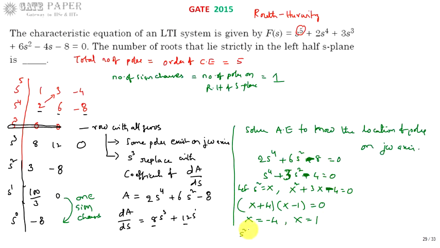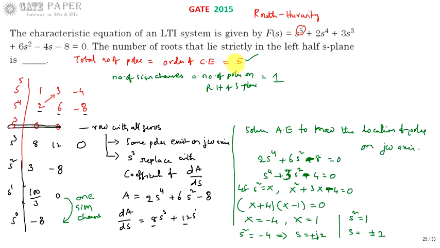Since s square is nothing but x, s square is equal to minus 4. That gives s is equal to square root of minus 4. Square root of minus 1 is j, so you will get plus or minus j2. And one more is x is equal to 1, so s square is equal to 1, and the square root of 1 gives s is equal to plus or minus 1. So this is plus or minus 1 and plus or minus j2.